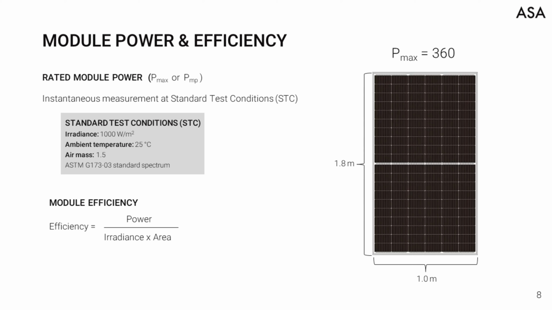Therefore, module efficiency can be determined by dividing a panel's power rating by 1000 times its area in meters squared. The module seen here is 1.8 square meters and 360 watts. 360 divided by 1800 is 20%.